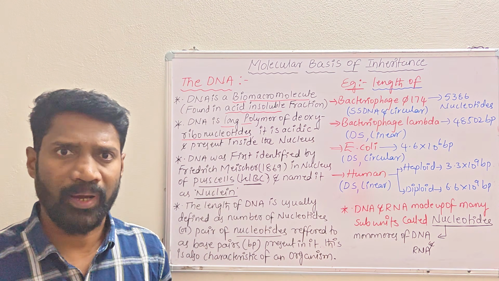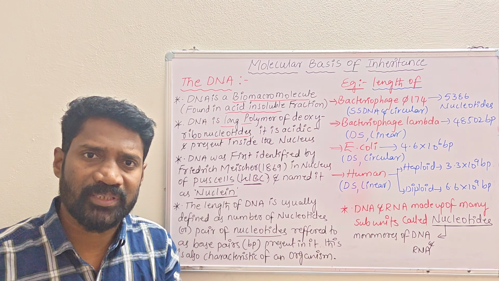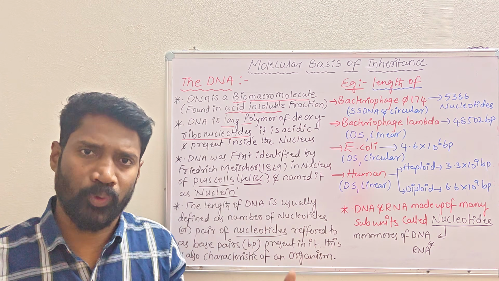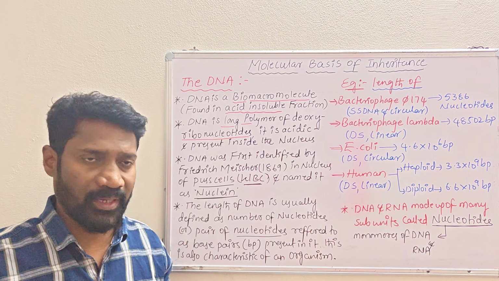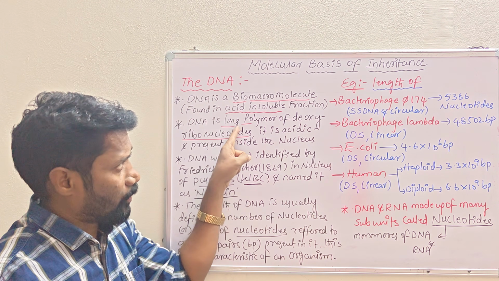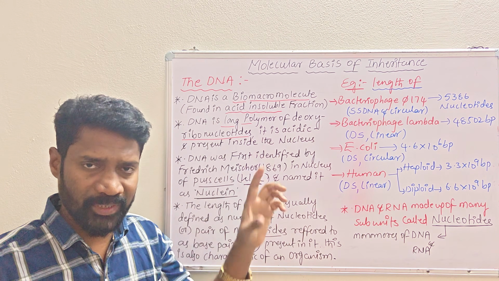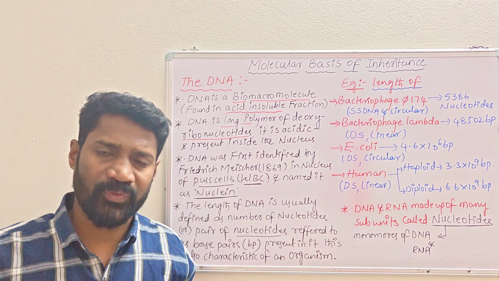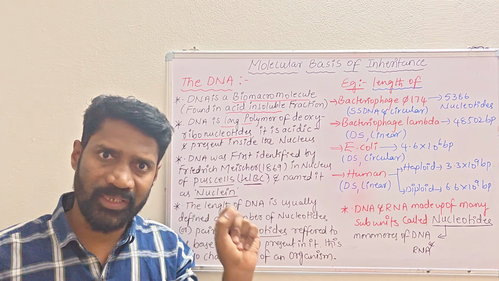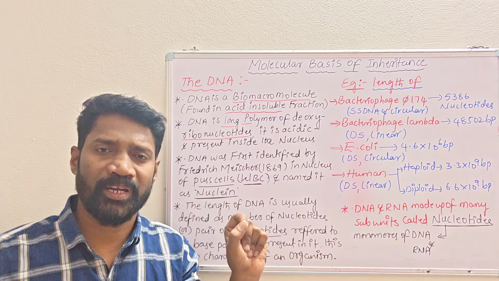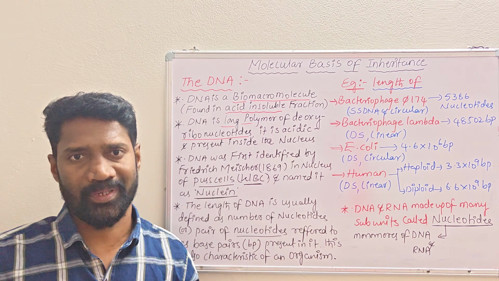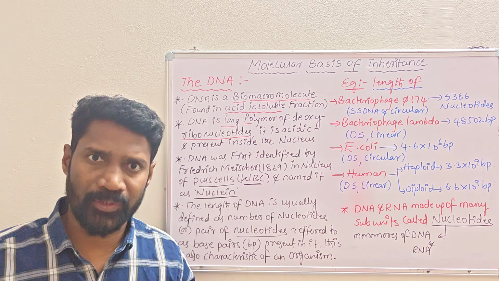Okay, DNA is a long polymer of deoxyribonucleotides. Polymer means a structure made up of many monomers. Here the DNA is a long polymer of deoxyribonucleotides, meaning each strand among the two strands of the DNA is made up of many nucleotides. What are the nucleotides?